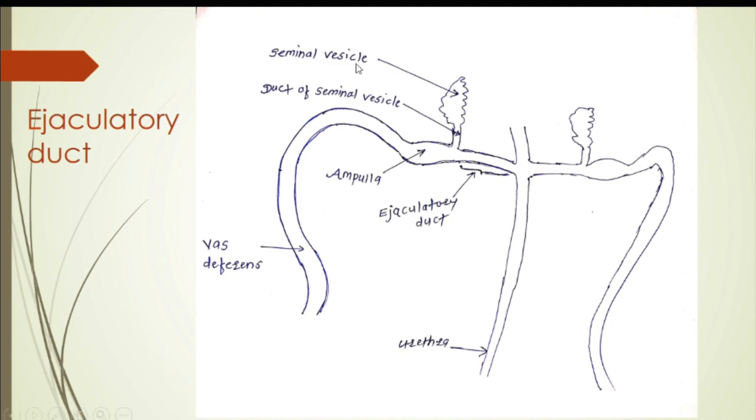you can see the next part is the ejaculatory duct. This is the seminal vesicle, and this is the duct of the seminal vesicle, and the duct of the seminal vesicle opens into this ampulla. As I told right now, the ampulla is the swollen part of this vas deferens. Here it is opening into this ampulla, and from here up to here this is the ejaculatory duct. On the other side also this is another ejaculatory duct, and both these ejaculatory ducts open into the urethra over here.